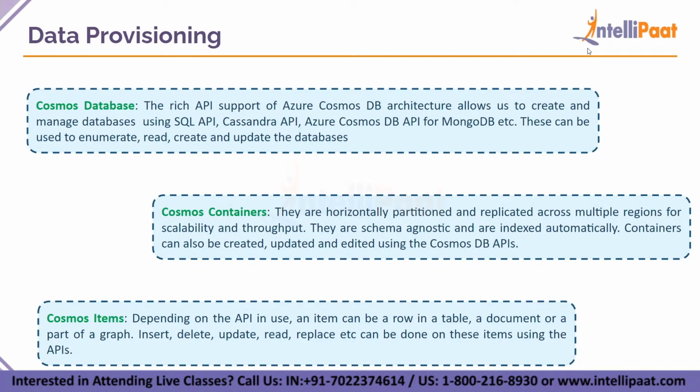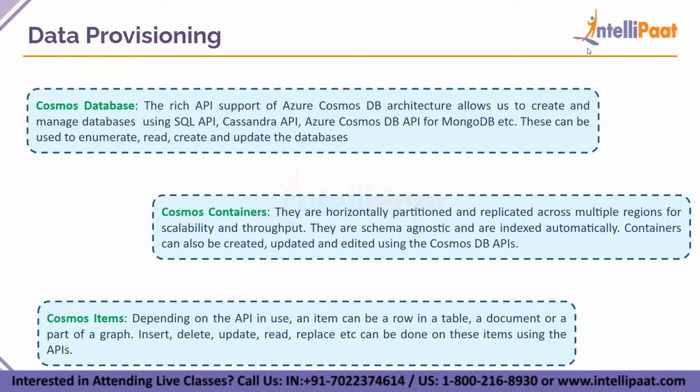So now we'll see how data is provisioned in Azure Cosmos database, or what provisions Cosmos database provides for storing data. So there are three. First one is Cosmos database itself, then the containers, and then items. So Cosmos database, as we already said, is a database, and it has rich API support, because of which we can access and manage the data using SQL API, Cassandra API, Azure CosmosDB API, and also MongoDB, etc. So these can be used to enumerate, read, create, and update the database.